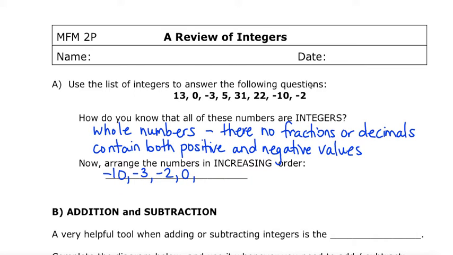Then we go into our positive values. We have 5, 13, 22, and 31. So these are our numbers in increasing order. And if it's a struggle for you, especially with our negative numbers, to determine which one is bigger and which one is smaller, feel free to use a number line, which we'll review in just a moment.